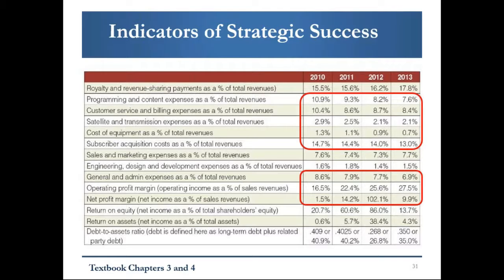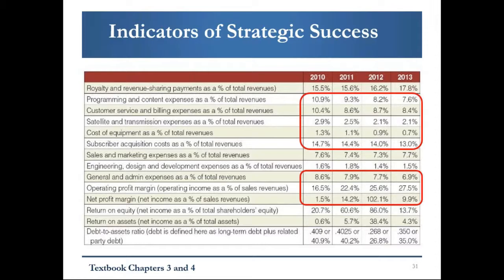Customer service and billing expenses, once again, 10.4 to 8.4, that is a big drop. I mean, 2 percentage points for a mature, large business is dramatic. They're doing a great job there. They're doing a good job managing their satellite transmission expenses. The cost of equipment as a percent of total revenues is going down. Their subscriber acquisition costs are going down from 14.7 to 13%. That's a huge drop. I mean, these big companies, these type of shifts, it's like turning the Titanic. It's hard to make a dent in some of their expenses, but these folks have done a really good job of rationalizing their expenses. Even though subscriber acquisition costs are still very high, 13% of revenue.